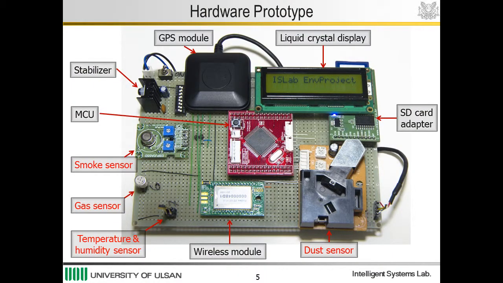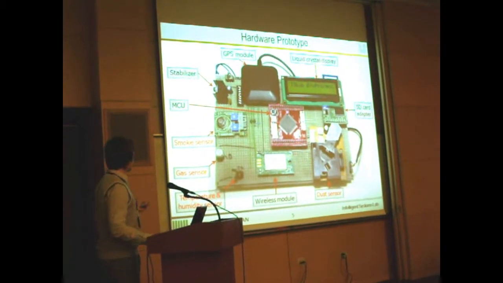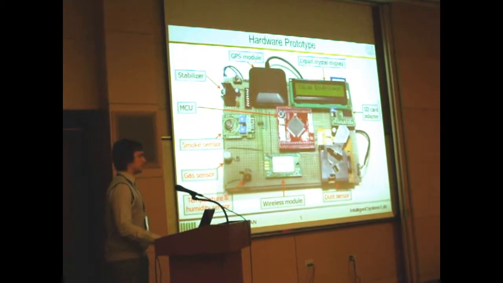This is the hardware. A sensor node consists of a mutable and an immutable part. The immutable part is a microcontroller, wireless module, SD card adapter, LCD, and GPS module. And the mutable part is different kinds of sensors. We can change sensors according to the task we have to solve. Now, here we are using environmental sensors.